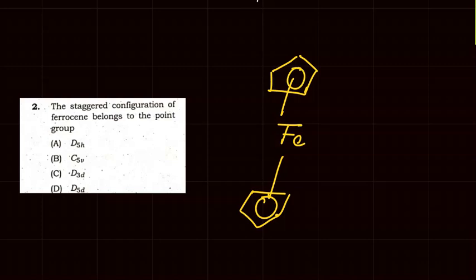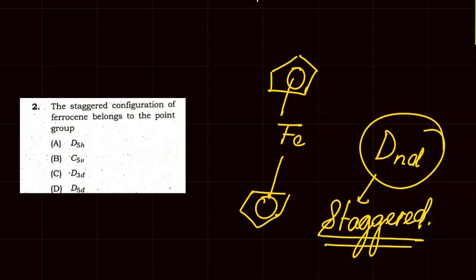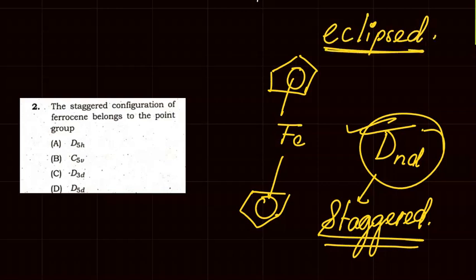Okay, now you will have to remember that whenever we talk about staggered conformation, the molecule will always be in D nd point group. Whenever we talk about staggered conformation, we have to remember that the point group of the molecule will be D nd. And whenever we talk about the eclipsed molecule, its point group will always be D nh.